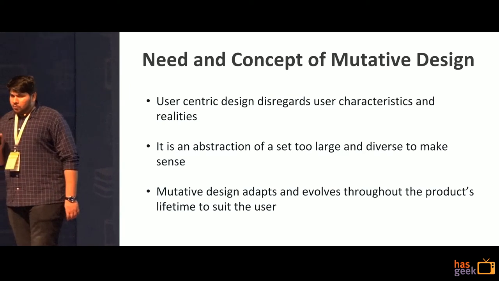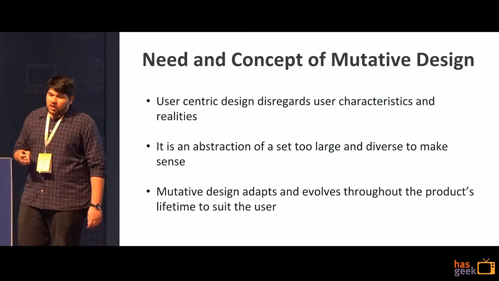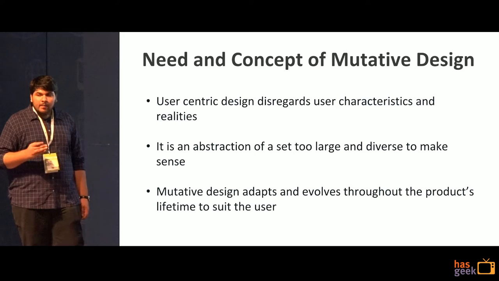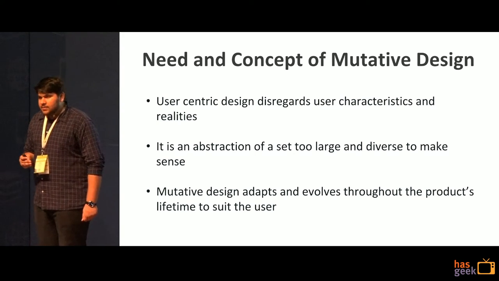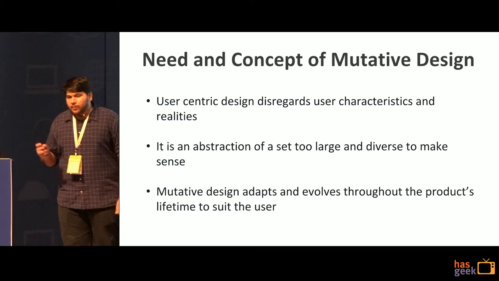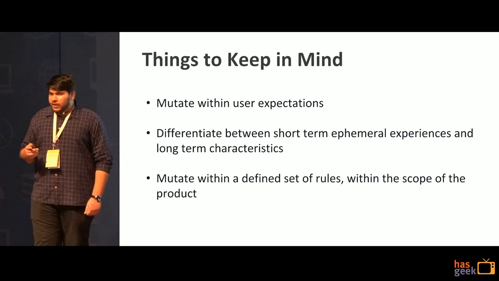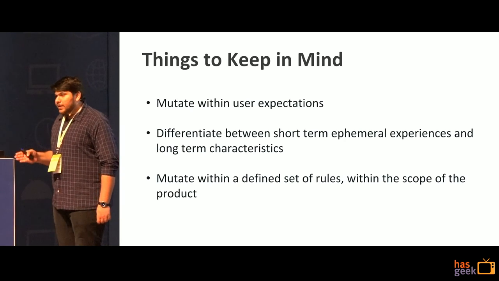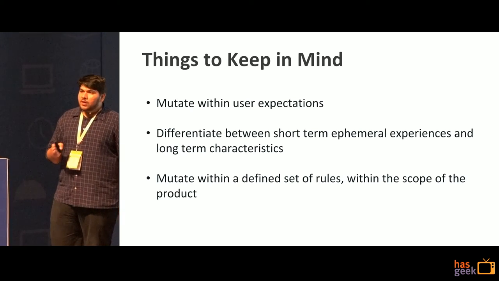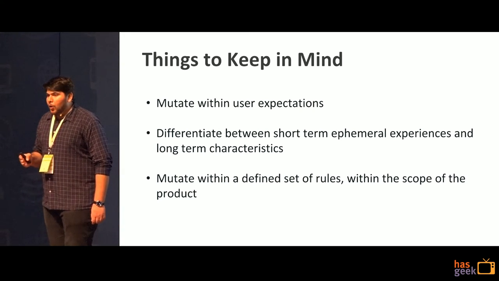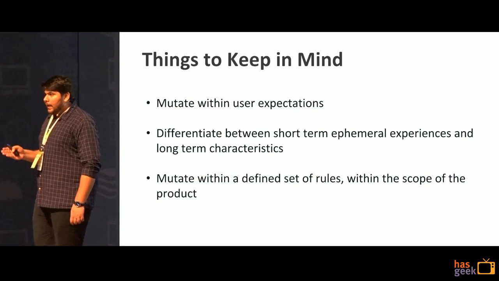So, mutative design aims to solve this by tailoring the design for that user itself, keeping in mind his outlook, his needs, and his behavior rather than designing for that perfect set that we form. Things to keep in mind while implementing mutative design is to mutate within user expectations. Don't pull the rug out from under the user, because that would be breaking the experience and overwhelming the user, taking away what they're familiar with.